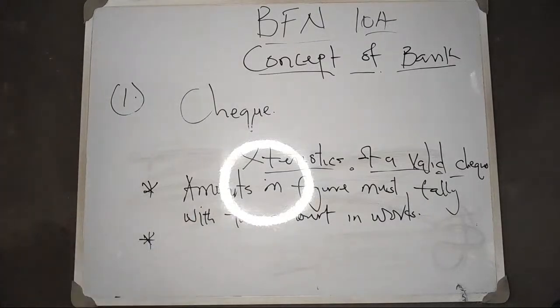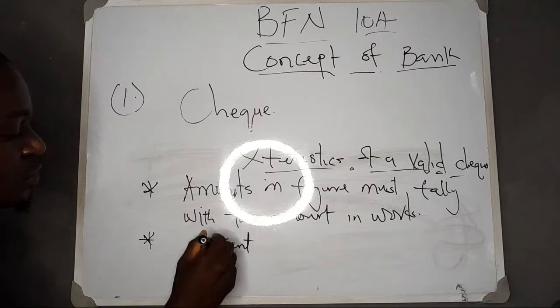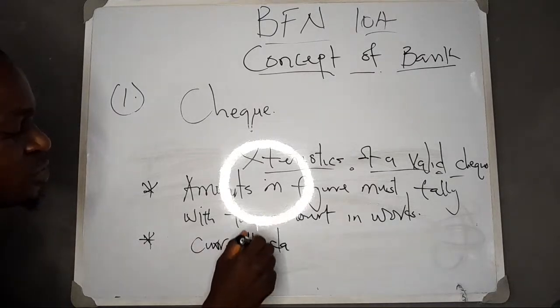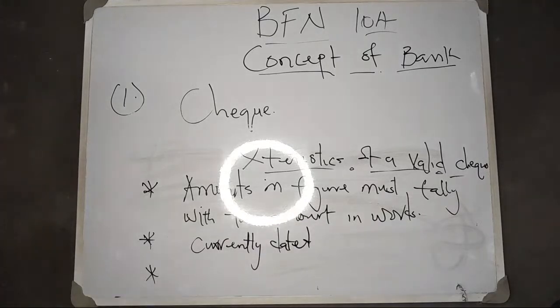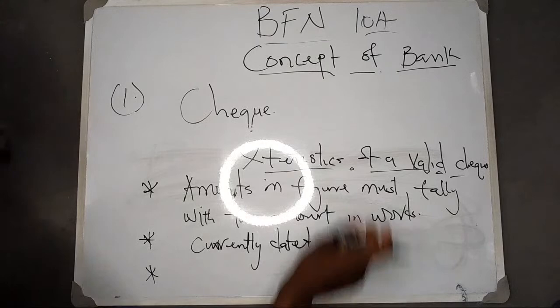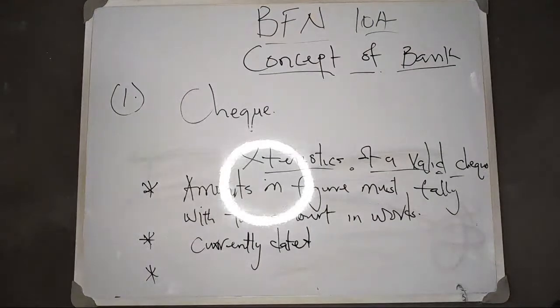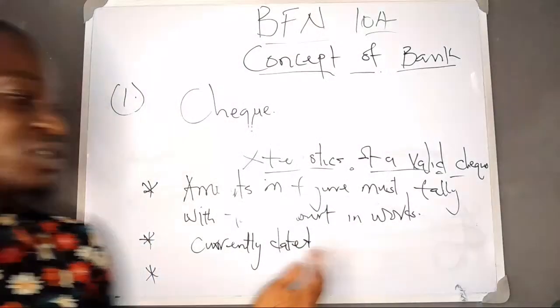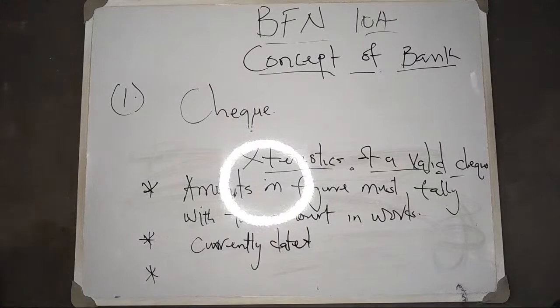And another feature: here we have current date, currently dated. And again, we have a valid check must be properly signed by the drawer, that is the customer of the bank, authorizing the bank to pay an amount on the check. It must be properly signed. The signature of the drawer that is being kept with the bank must correspond with the signature on the check. So that is what it means by properly signed.